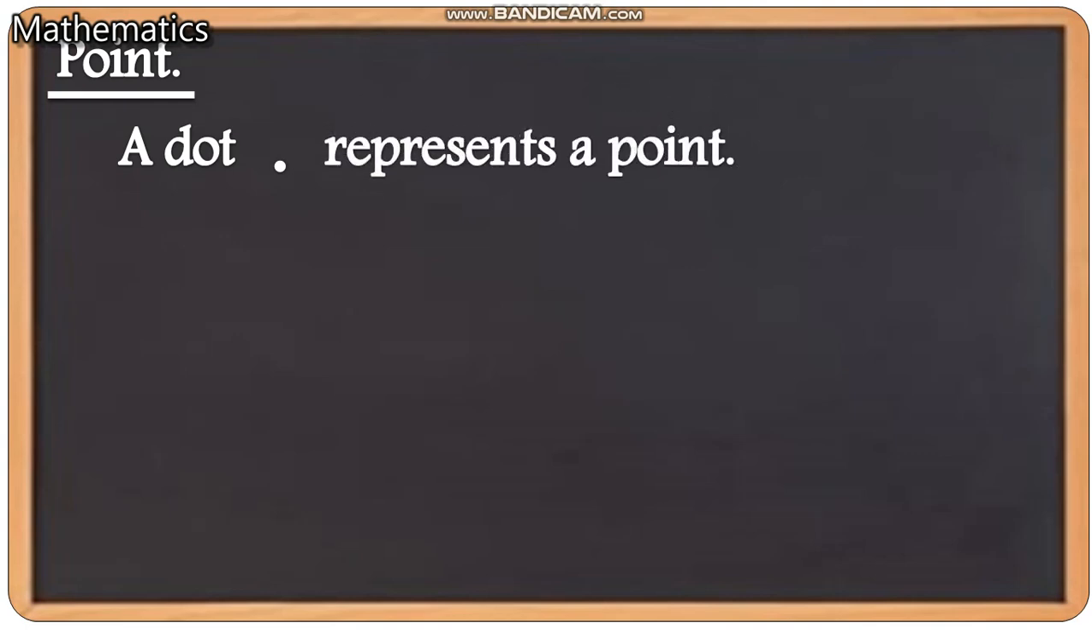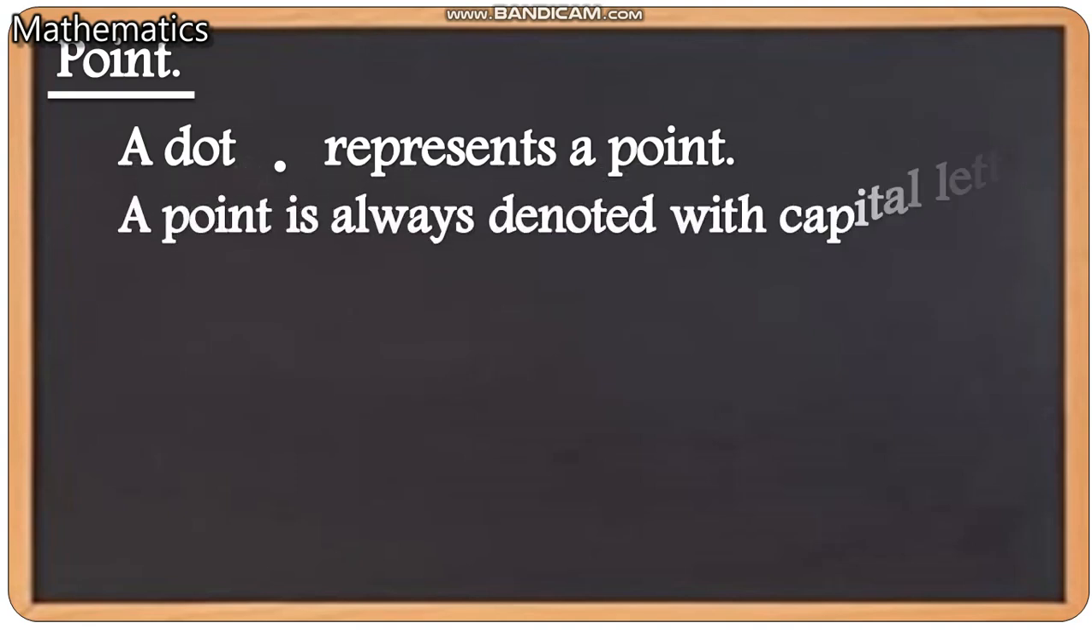What is a point? A dot. I'm writing this dot to represent a point. Point is a dot. A point is always denoted with capital letters A, B, C, D. That way, a point is always denoted.